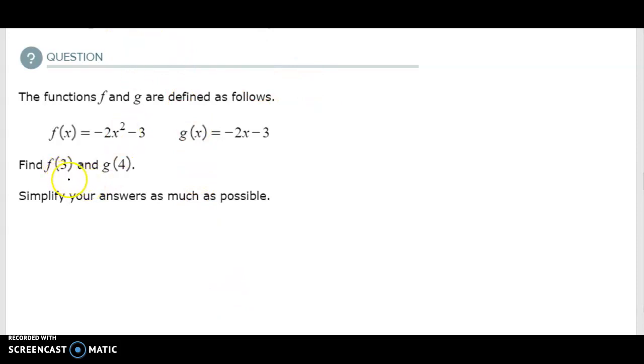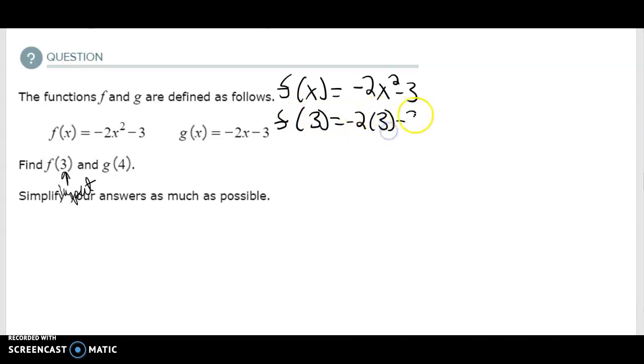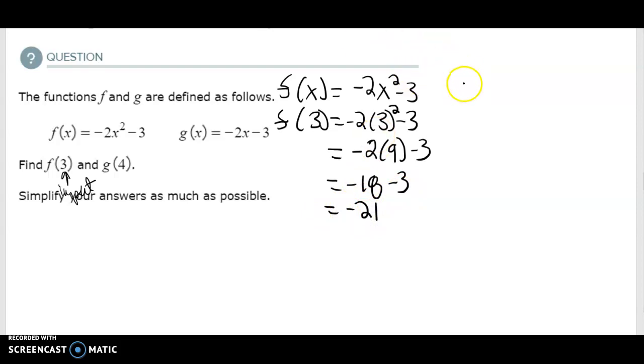It's the idea that this is asking us for our input to be 3. It's asking us to put 3 into the f function. So I'm going to start with my f function, and everywhere I see an x, I'm replacing that with a 3. Then from there, oh, I forgot my squared. I'm just doing order of operations, so I do my exponents. So that's saying I'm inputting 3. The g of 4 is asking me to start with the g function, and it's asking me to input a 4.